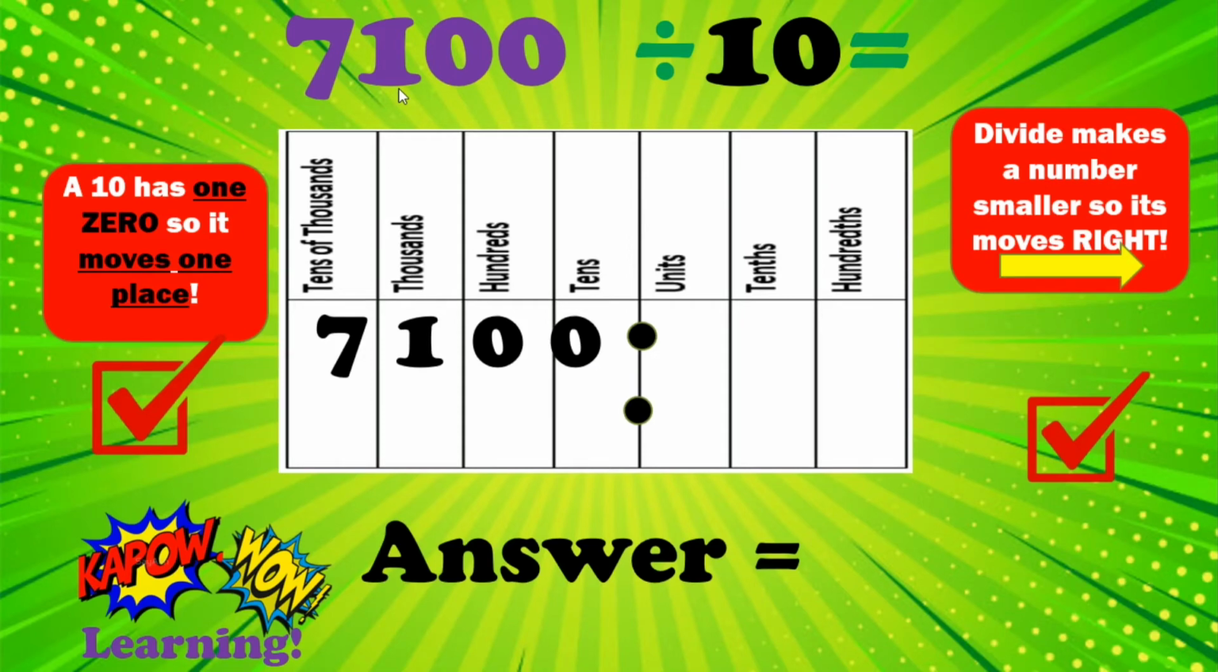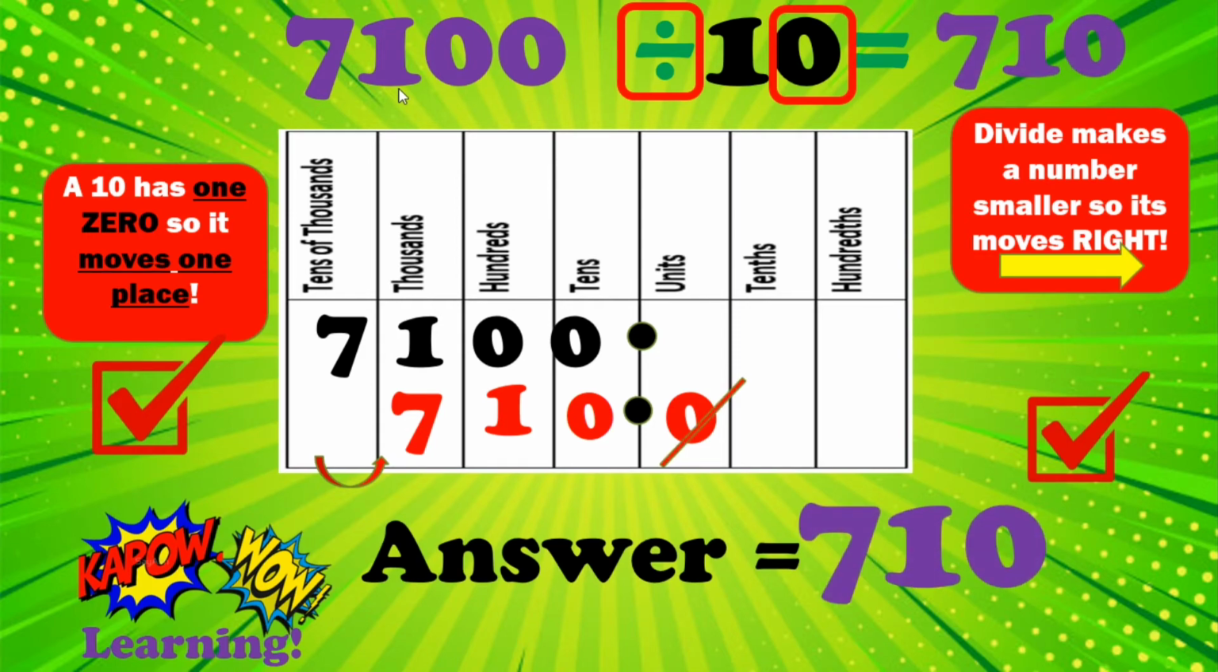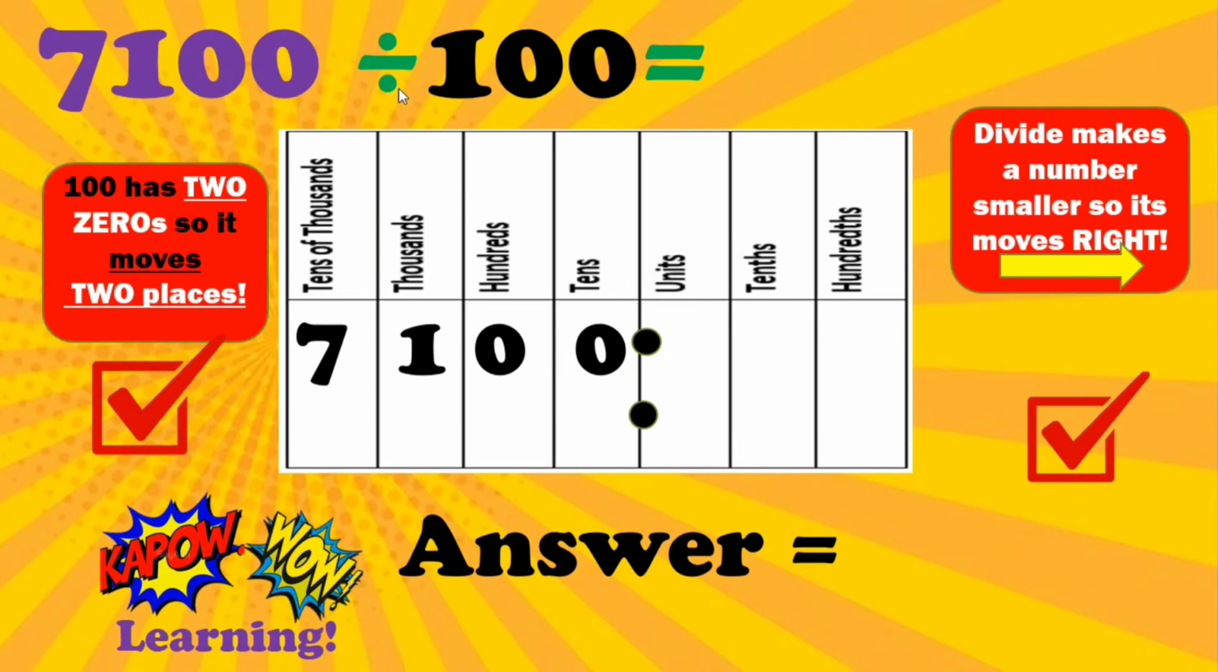7,100 divided by 10. What do we do? So you can pause this. Excellent. We've got the 10. So a 10 has 1 zero, so it moves one place. We are dividing, so it moves to the right. So we're going to move one place to the right. So we put the 7, the 1, the 0, and the 0 there. Now that 0 has no value, so we can cross that off. So the answer is 710. Kapow wow. Let's do another one.